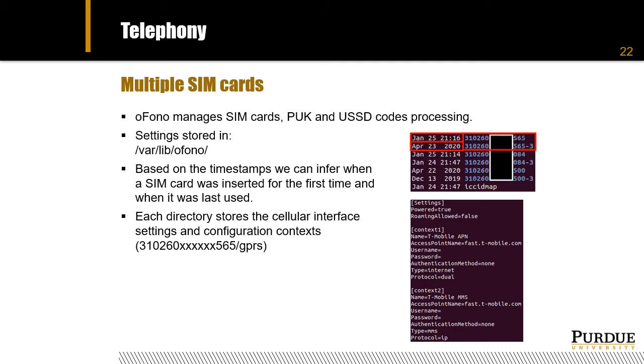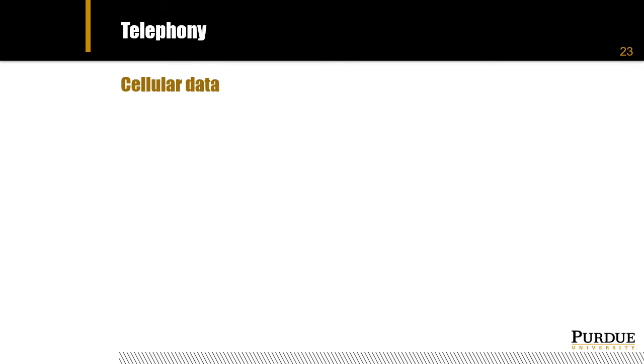Furthermore, the directories will contain a GPRS file which will hold the settings that came with this particular card, like the APN, for example. They will have multiple contexts. In this particular case, context 1 is used for internet access and context 2 is used for MMS.